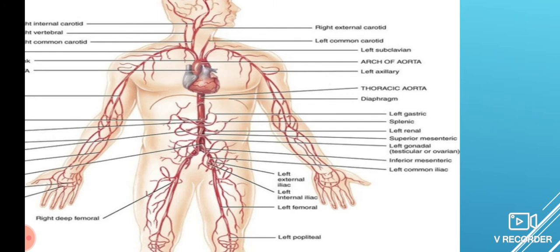So these 2 branches arising from the common carotid artery supply the structures as the name indicates. External carotid artery supplies the external structures, internal carotid artery obviously supplies the internal structures. Now we can move to the subclavian artery. Subclavian artery goes to the upper limb.